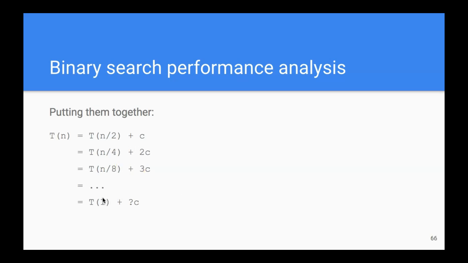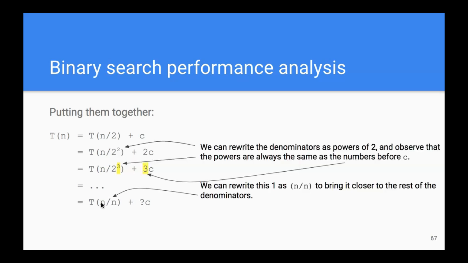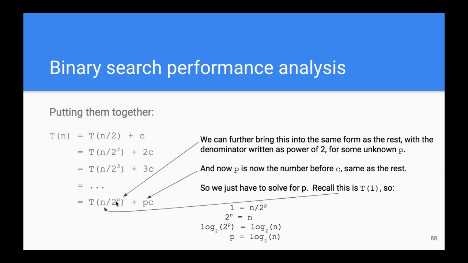And then another thing we want to do is rewrite this 1 as close to these n over some number as possible. So 1 is going to be n over n, right? Okay, but this n is over n. What about n? We still want this n to look like 2 to some power, right? But we don't know exactly what the power is yet. But we can write it as 2 to some power, and we're going to denote that power as P.